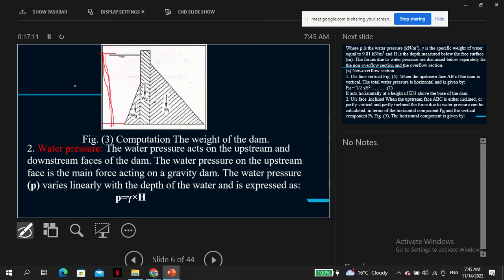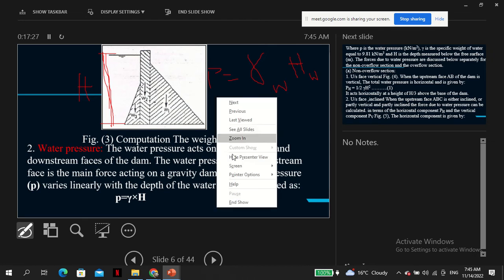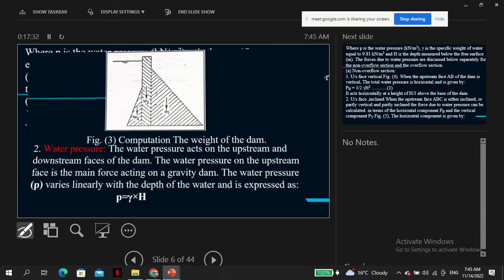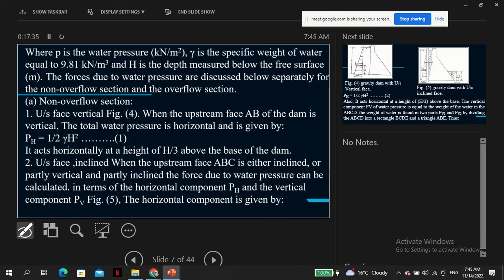So if this is the height, then that pressure, and it's called P there, is simply gamma water times the height of water, to be specific. So very straightforward. P is the water pressure in kilonewton per meter squared. Gamma is the specific weight of water, which is 9.8, and H, of course, is the depth measured below the free surface in meters.